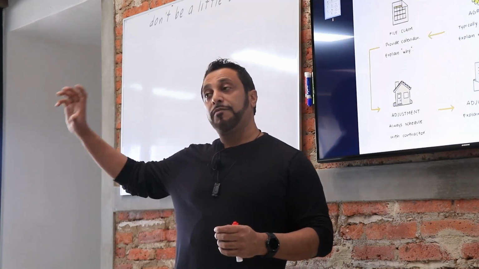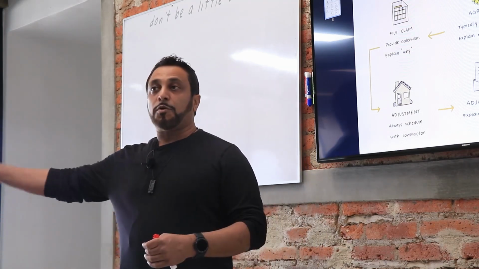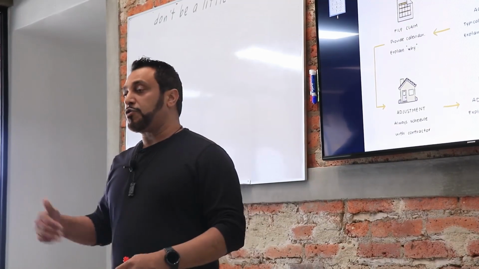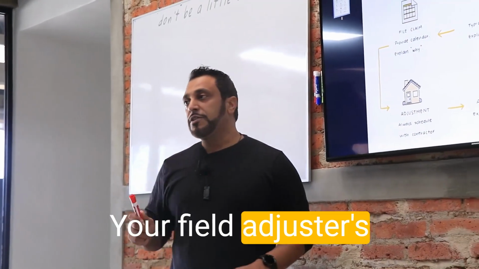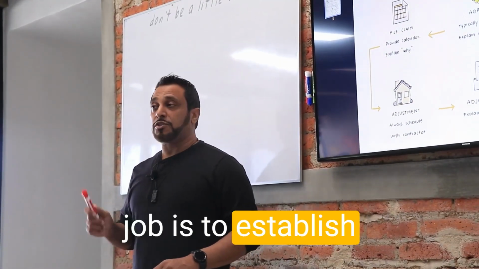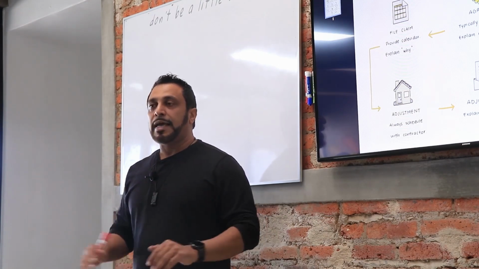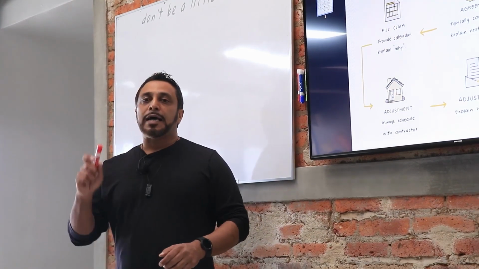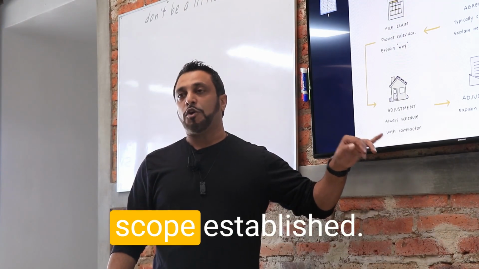I want to know if they're going to pay for the gutters or not. I want to know if they're going to pay for the siding, the windows, the porch, the swimming pool, whatever it might be. I want to establish scope. Your field adjuster's job is to establish scope, not to set price. He may make a little estimate for you. That's all great. I don't care about his numbers. Your only goal here is to get scope established.